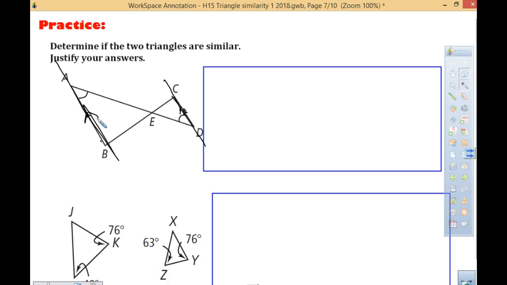What else do we notice at point E? They're vertical. So if we have vertical angles, we also know that those vertical angles are going to be congruent. So we know that these two angles will be the exact same measure. Can we now say that the triangles are similar? Yeah. We want to list our two facts.